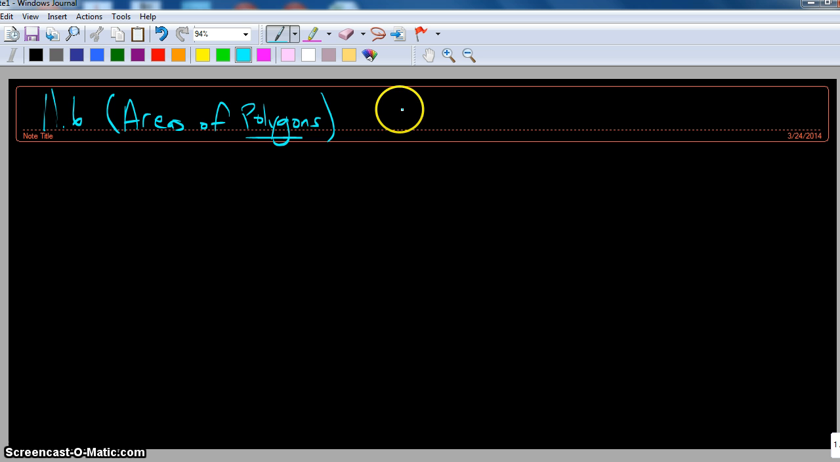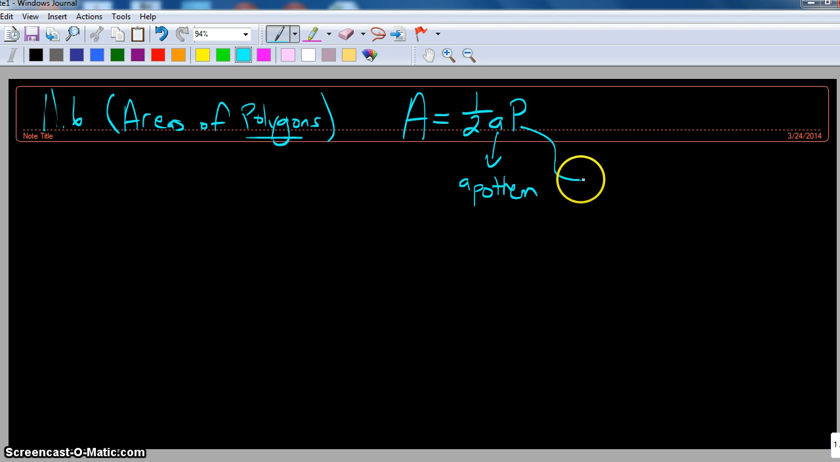You're going to learn to love and hate this formula: A equals 1/2 little a big P. Now the A is the apothem and the P is the perimeter of the whole shape.